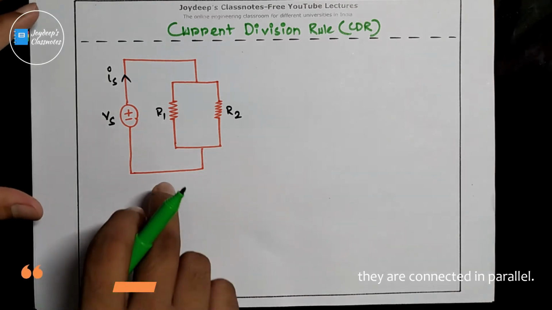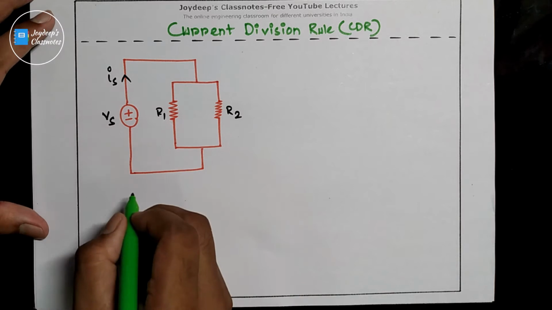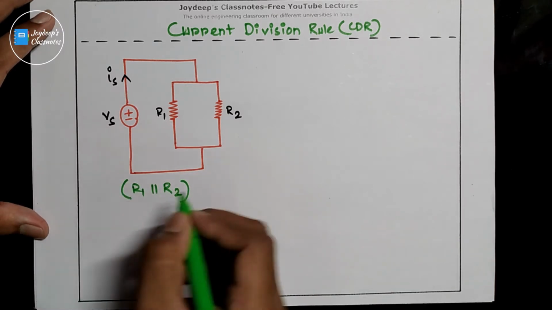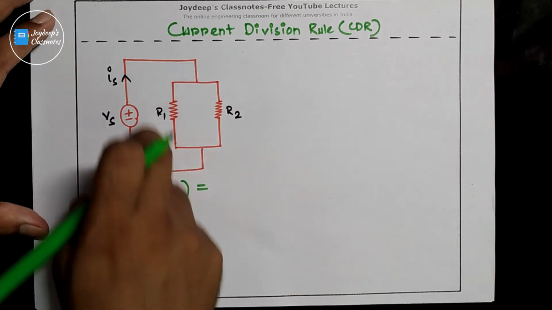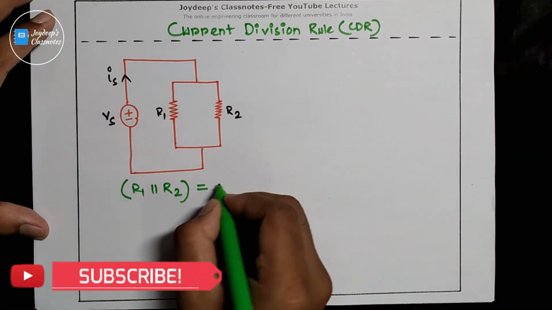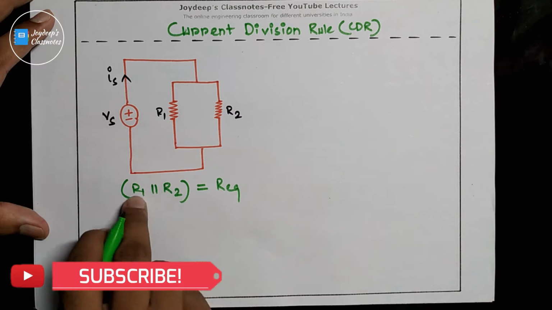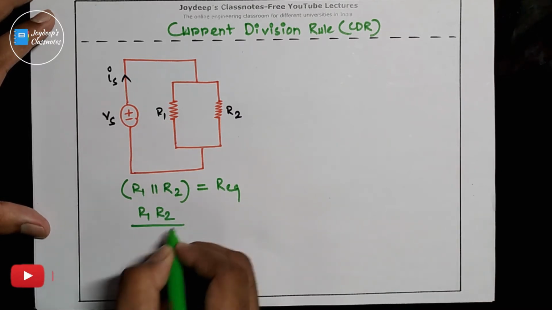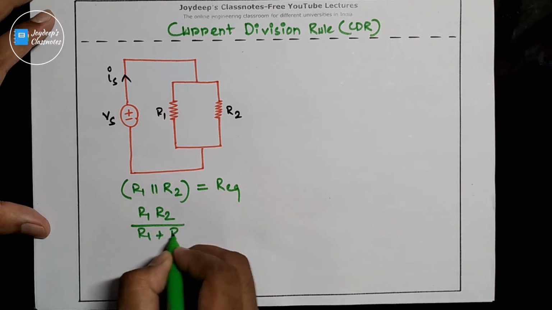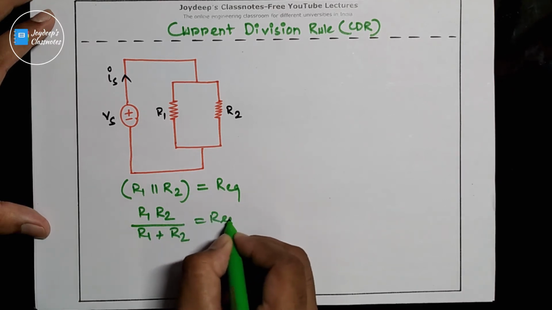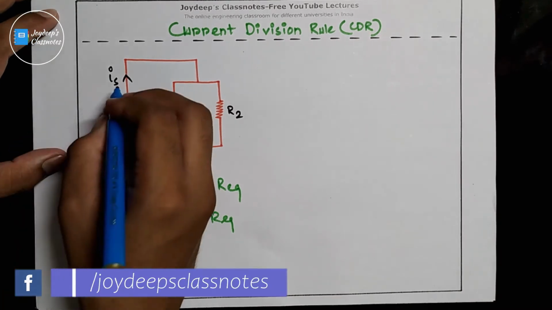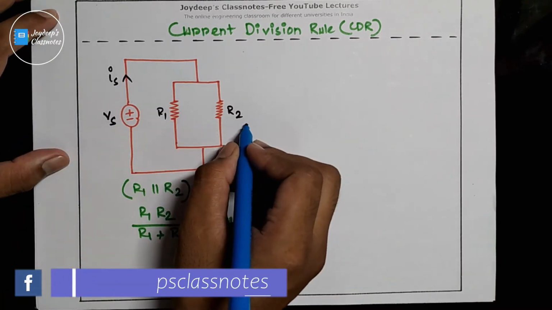Now, if we consider this circuit, R1 and R2 are kept in parallel, right? So the overall resistance for this circuit is R1 in parallel with R2. That means R1 R2 divided by R1 plus R2. This is the overall resistance for this circuit. Clear? Now already we know that current gets divided when resistors are connected in parallel.